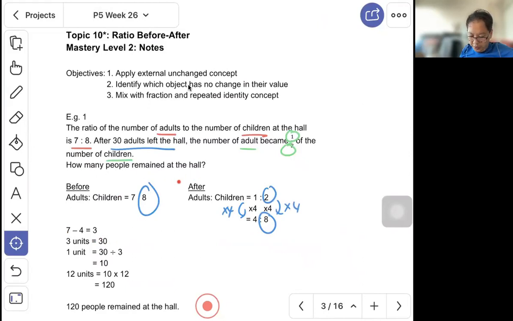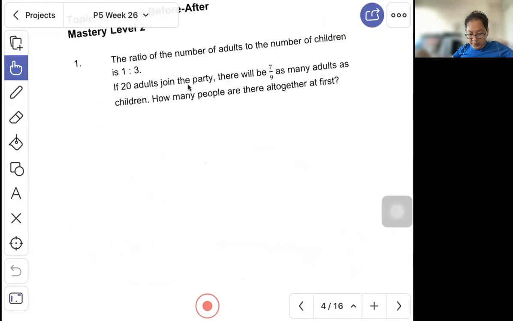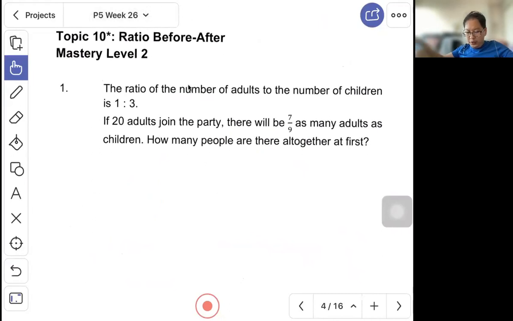Then how many people were in the hall? In the end, 4 plus 8 is 12 units. So 120 people were in the hall. Mr. Tan gives you 3 minutes to do this practice question.